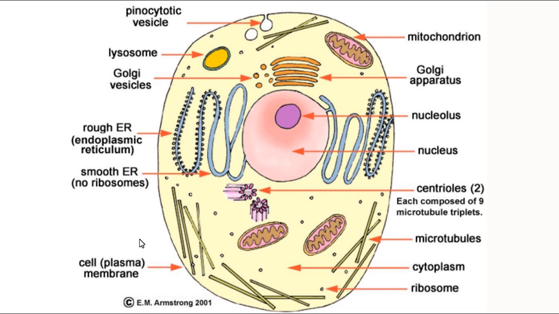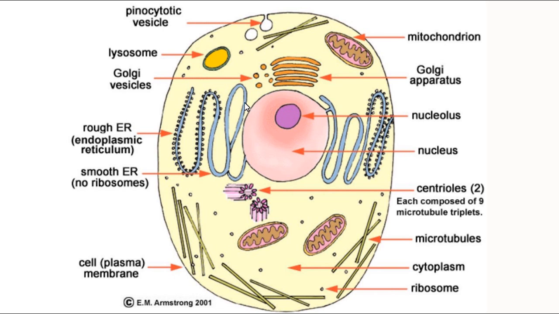Okay, so here are all the answers. Hopefully you got most of them correct. Let's go through them now. So here's the cell membrane surrounding the cell. Inside you've got the fluid-like structure called cytoplasm, which suspends all our organelles. Right inside the center of the cell, smack bang in the middle, we've got the large nucleus. Inside it, a smaller round structure called the nucleolus.